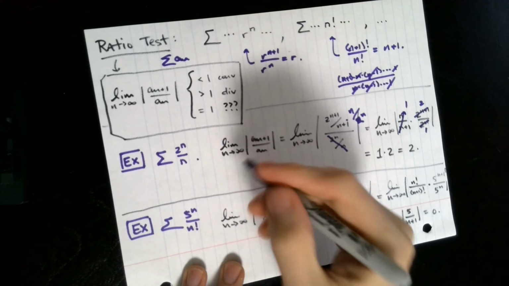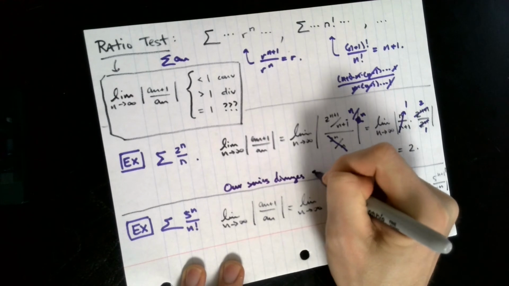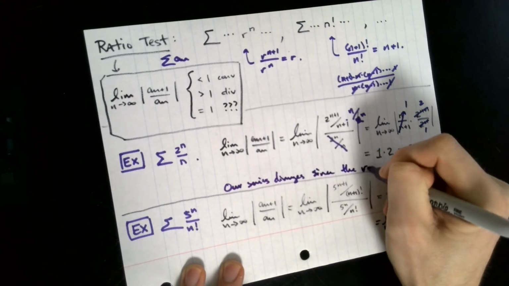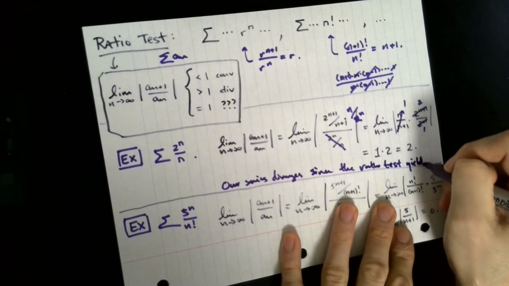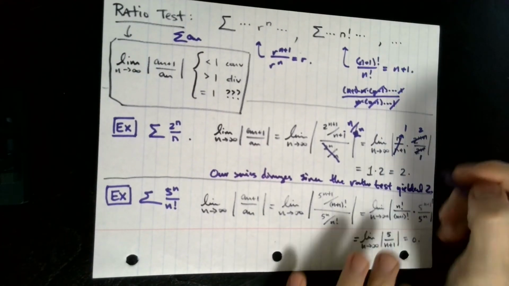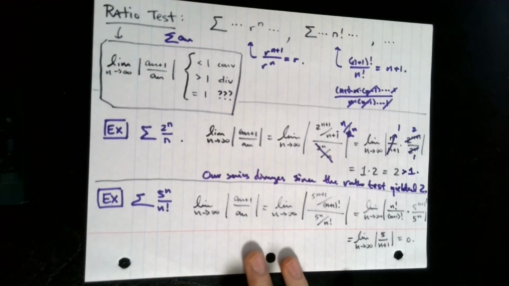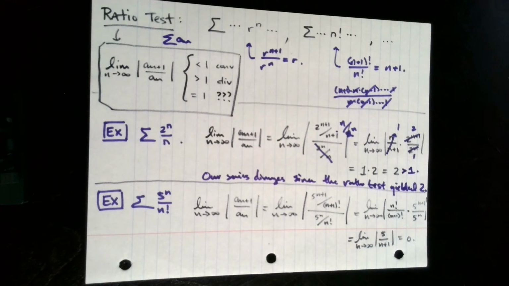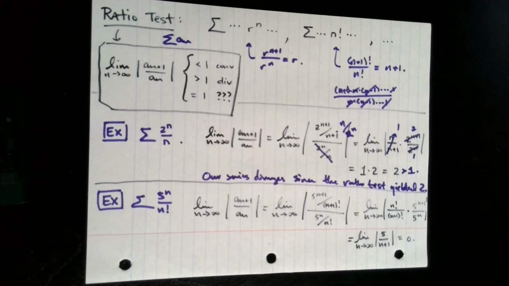So let's write this in one sentence here. Our series diverges since the ratio test yielded 2. So 2 is bigger than 1, and hence our series diverges. I'll throw the 2 is bigger than 1 in here, just so we're all on the same page. Okay, and why did this series work nicely with the ratio test? One of the reasons was that we had a term of the form r to the n. As we'll see, that's something that works nicely with the ratio test.